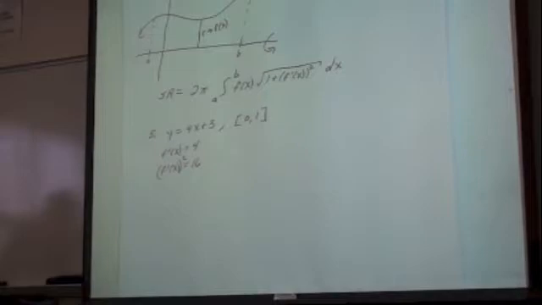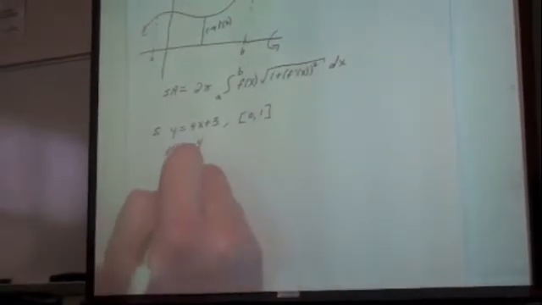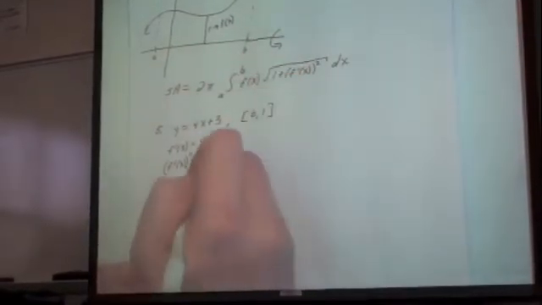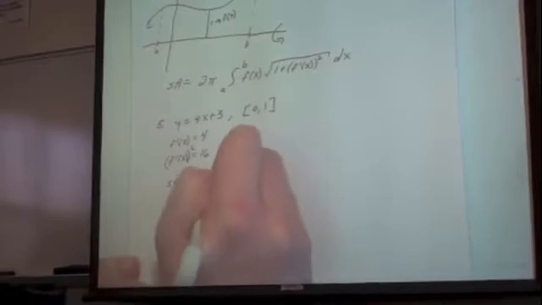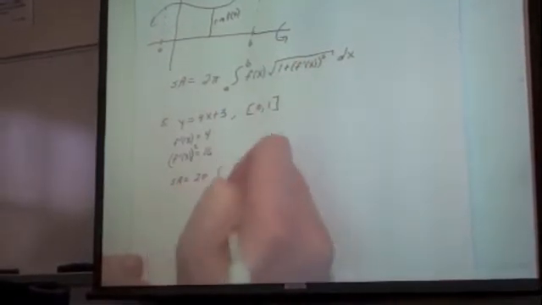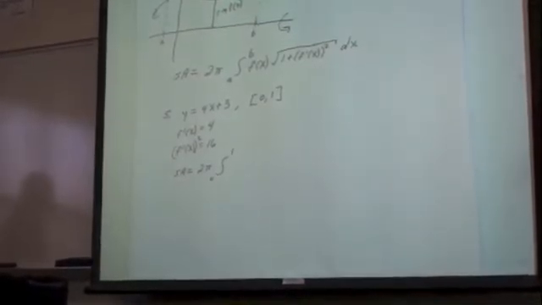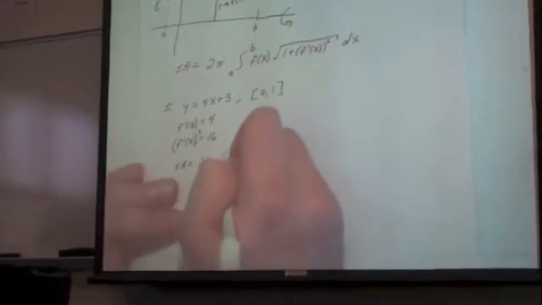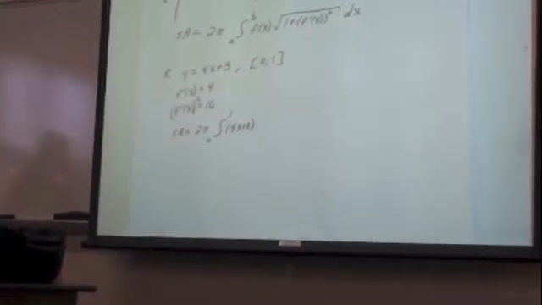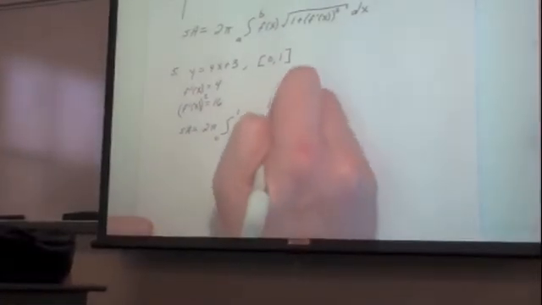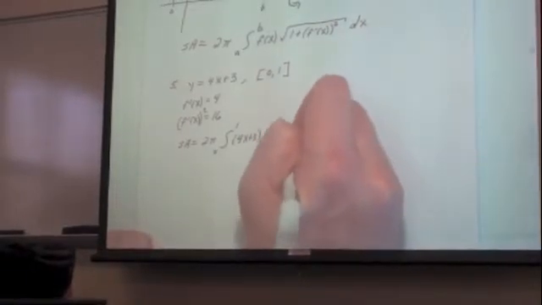So my surface area formula is 2 pi times the integral from 0 to 1. And then inside your integral, you have to put the function f of x, which is 4x plus 3. That's going to be multiplied by the square root of 1 plus the derivative squared, 1 plus 16, 17. And I know that this is integrated with respect to x.